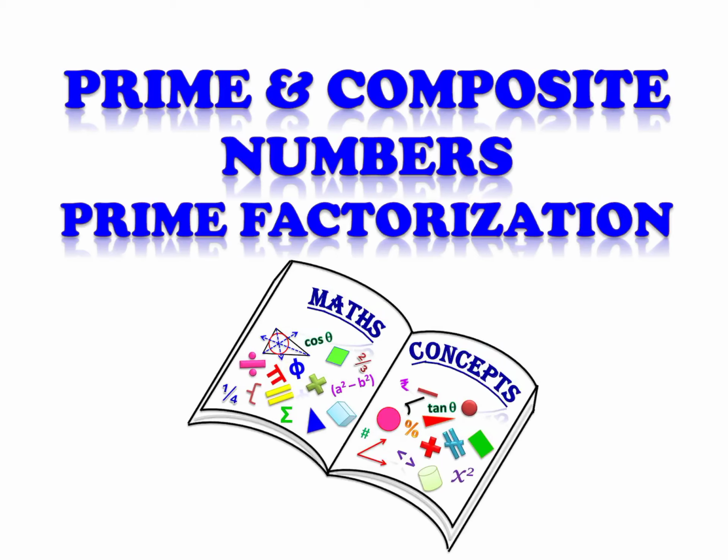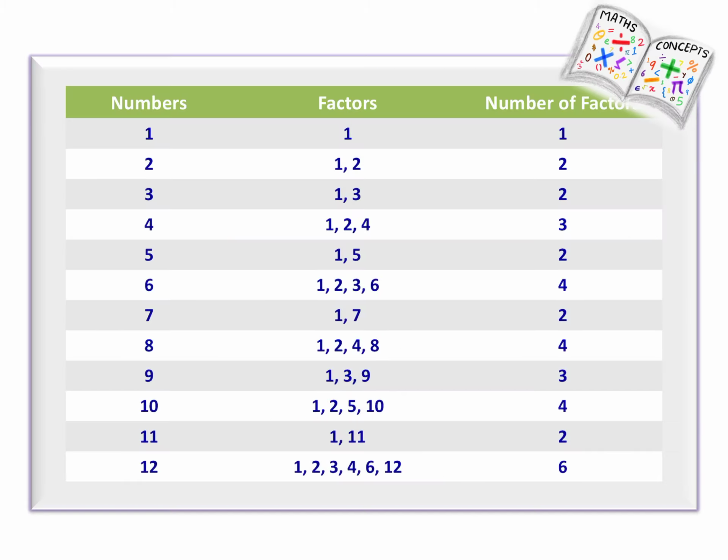In this video, we will learn about prime and composite numbers and prime factorization. In our last video, we learned about factors and multiples. We learned how to find out factors of a given number. A number is a factor of a given number if it divides the given number completely, that is, leaving the remainder as 0. To find the factors, we also checked what all tables the given number occurs in, and that is how we found out the factors of a given number, right?